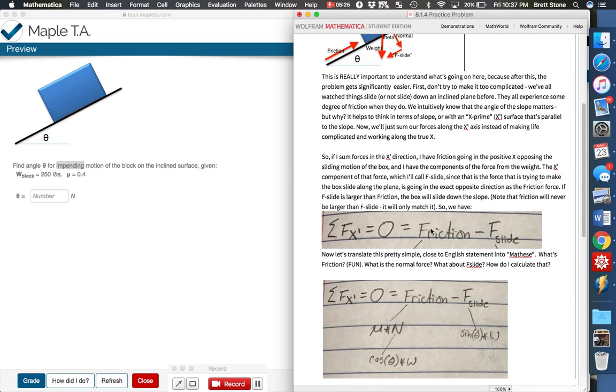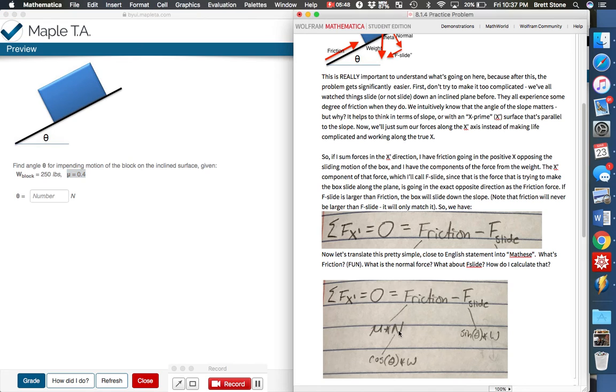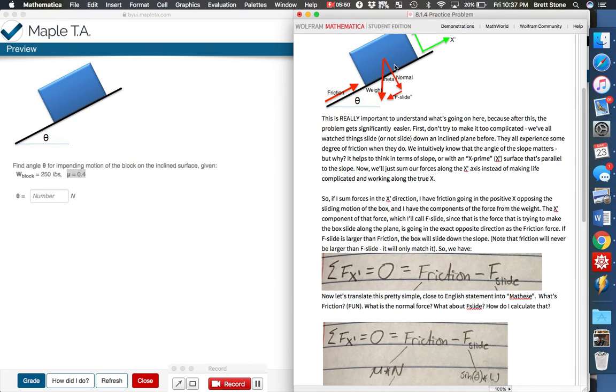So that makes sense in English, but now we have to translate it into math language. If we have friction minus F slide, well, what's friction? We know that friction is the fun equation. It's equal to mu times N. Mu is our handy-dandy friction factor, which in real life depends on a bunch of different things, and also the normal force. Now the normal force, if you remember, we talked about up here, that's also a component of the weight. So a lot depends on the weight of whatever this object is.